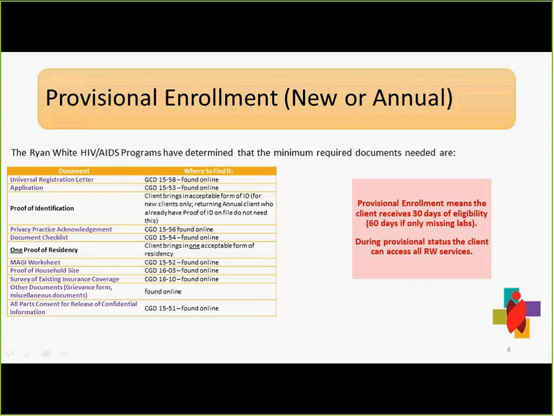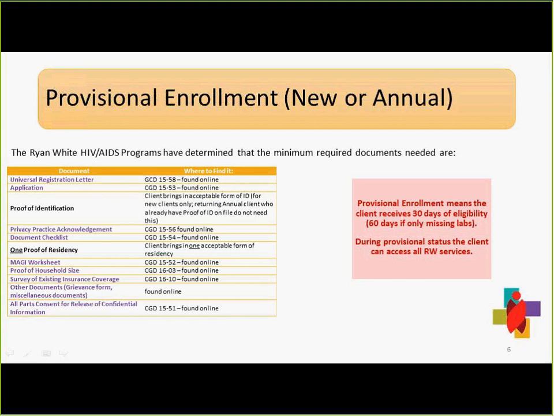A frequently asked question has been, if a client is missing several documents as well as labs and does not bring in all of the documents within 30 days, can they be extended to 60 days since they are also pending labs? The answer to this is no. A client is only granted 60 days of provisional enrollment if they are only missing labs. If, at the 30-day mark, they are still missing other eligibility documents, their eligibility would be terminated and the client would have to start the process all over again.